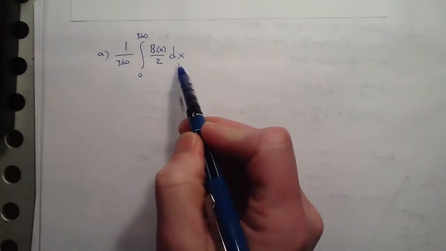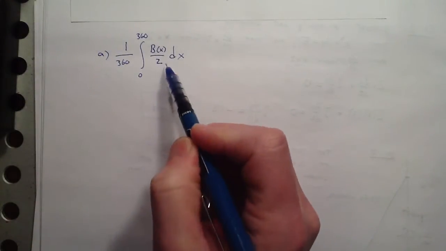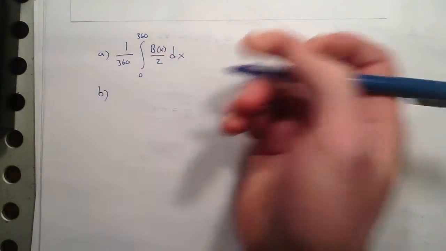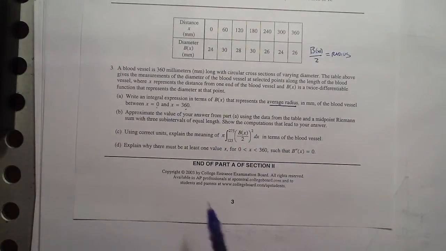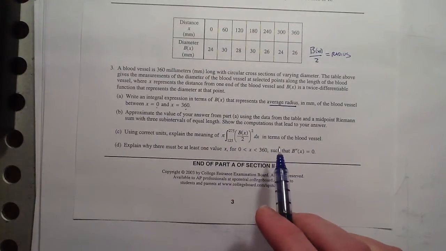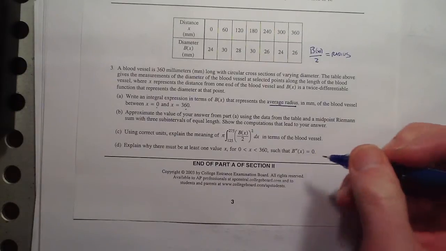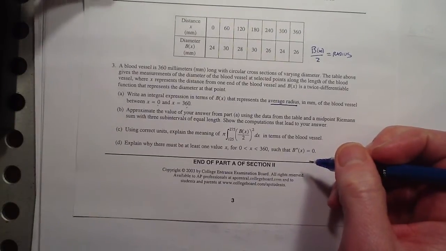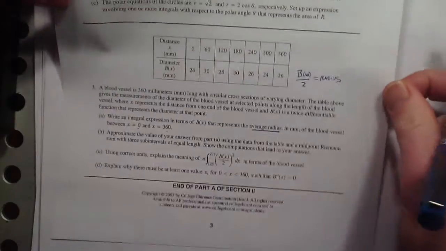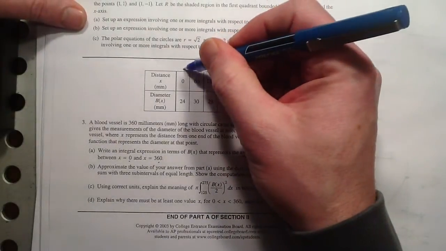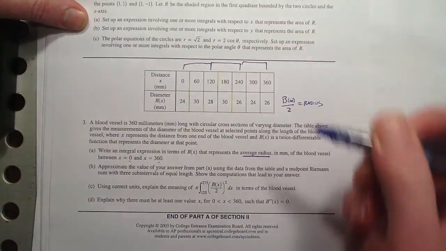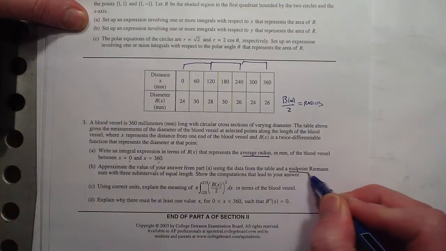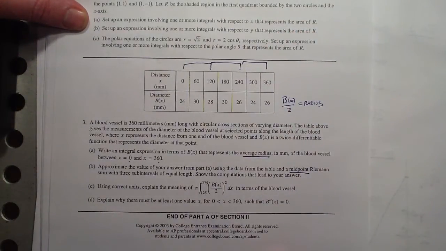So there's the integral expression, the average value of the radius. We had to cut that in half because they gave us diameters. All right, part B, they want us to approximate the value of your answer from part A using the data from the table in a midpoint Riemann sum with 3 subintervals of equal length. So let's see, 3 subintervals would be 1, 2, 3, and they want midpoint rectangles.